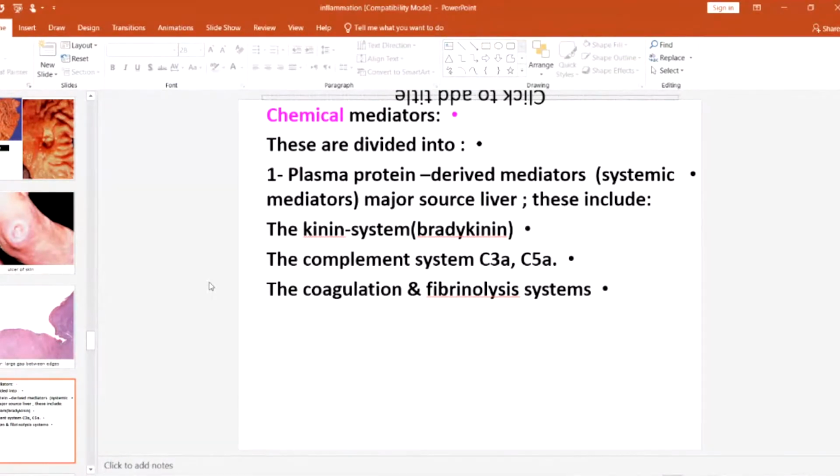These are, number one, plasma proteins, meaning proteins present in the blood. We call them systemic mediators. The main source is the liver. Examples are the kinin system, the complement system, and the coagulation and fibrinolytic systems.